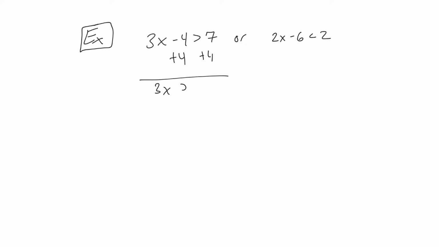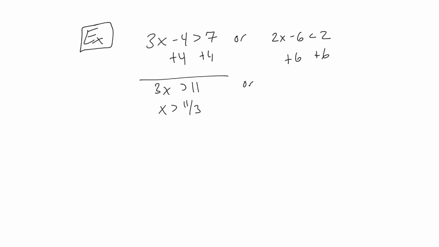Let's look at one more example of this type. Say we had 3x minus 4 greater than 7, or 2x minus 6 is less than 2. So we have 2 possible things that we want here. We want x to be able to satisfy one or the other. So let's go ahead and solve these. We get 3x is greater than 11, and so x is greater than 11 thirds.